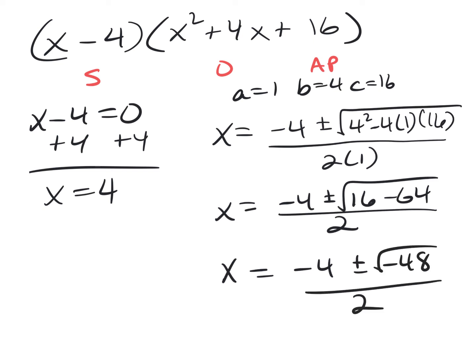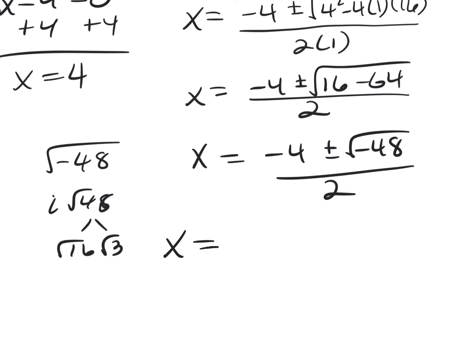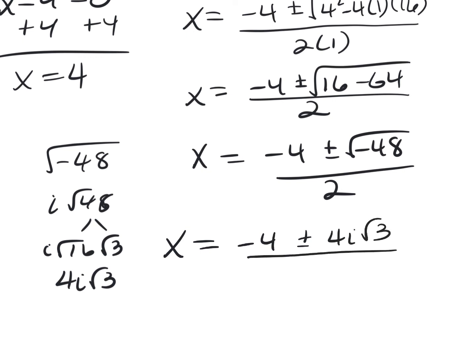Again, do not be tempted to simplify the 4 and the 2 yet. Break down the radical first. Okay, so I'm going to break down the negative 48. So you can first pull out the negative, then factor the 48 as 16 and 3 again. So this becomes 4i radical 3. So negative 4 plus or minus 4i radical 3 divided by 2.